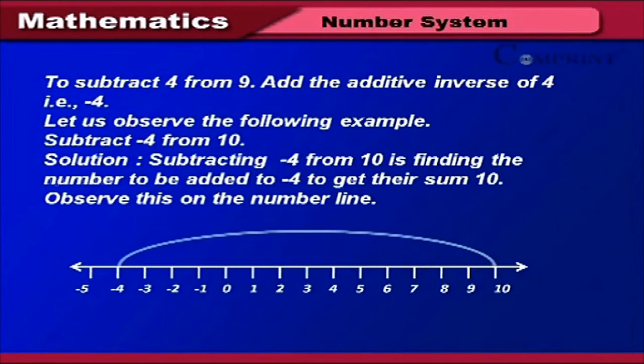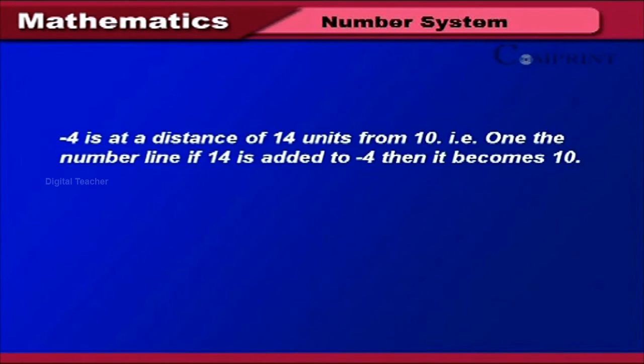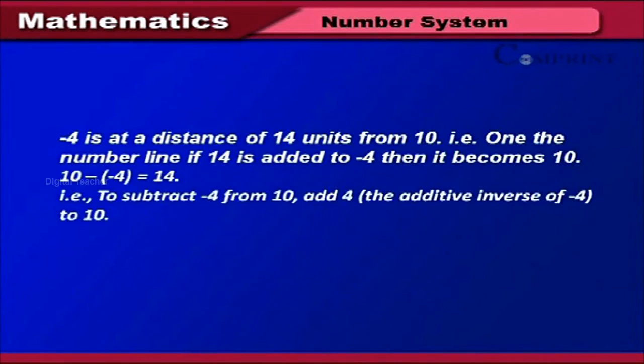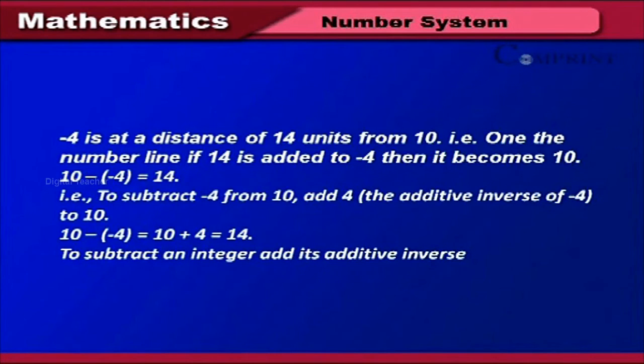Let us observe the following example. Subtract minus 4 from 10. Solution. Subtracting minus 4 from 10 is finding the number to be added to minus 4 to get the sum 10. Observe this on the number line. Minus 4 is at a distance of 14 units from 10. On the number line, if 14 is added to minus 4, then it becomes 10. Therefore, 10 minus minus 4 is equal to 14.